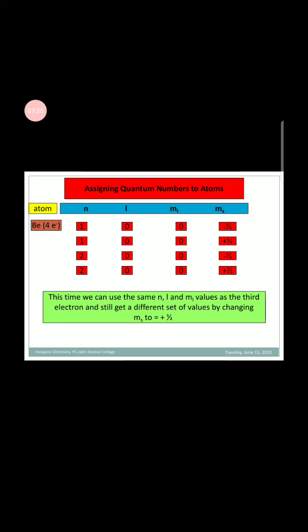Another example is beryllium, which has 4 electrons. The value of n is 1, 1, 2, 2, and l is 0, 0, 0, 0, ml is 0, 0, 0, 0, and ms is minus half, plus half, minus half, plus half. This time we can use the same n, l, ml values as the third electron and still get a different set of values by changing ms to plus half.